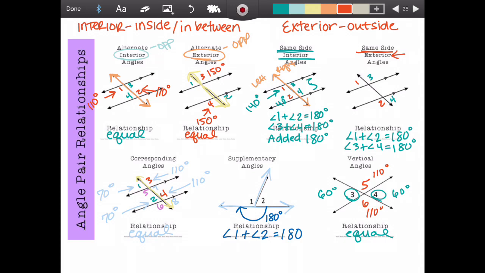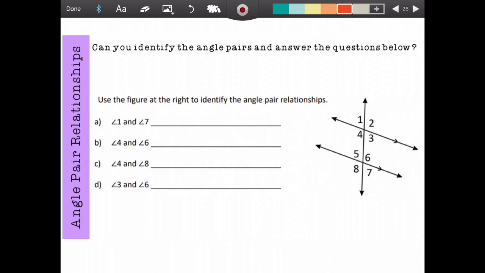Okay, guys, so hopefully you wrote these down somewhere or paused the video. Again, these are super duper important to understand to be able to answer questions. So for example, can you identify the angle pairs and answer the questions below? It says use the figure at the right to identify the angle pair relationship. So I'm going to do the first one with you, and then I'm going to allow you to do the next three on your own.